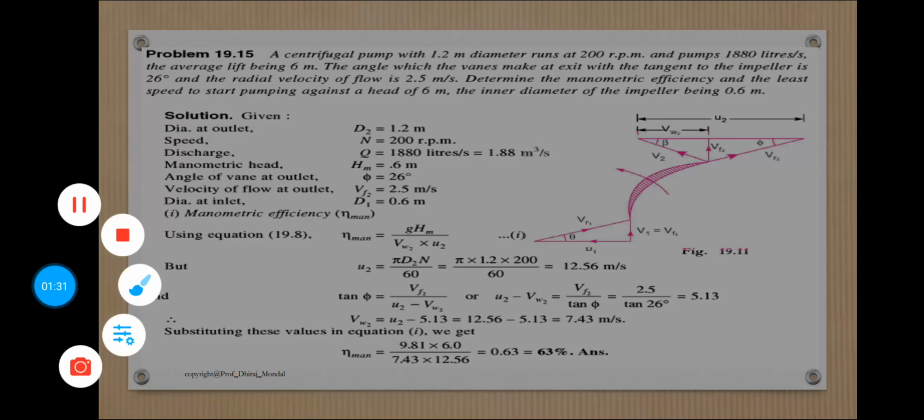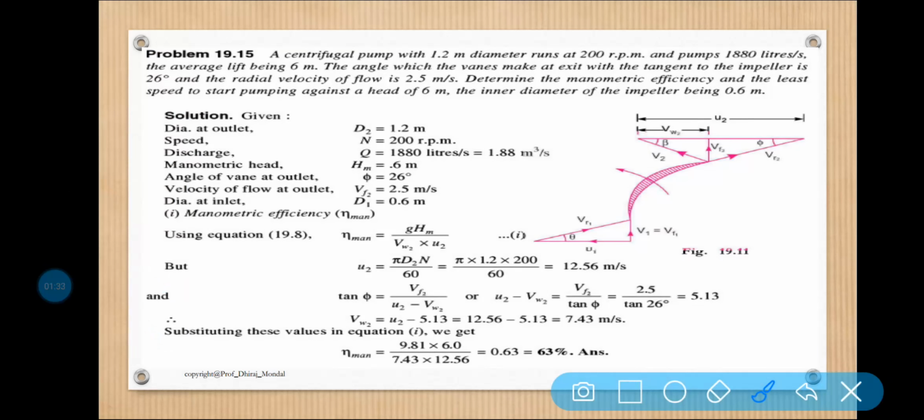This is another example, another numerical taken. So the maximum number of numericals are solved in this video lecture. I think you are finding this kind of initiative taken by JS College of Engineering helpful.